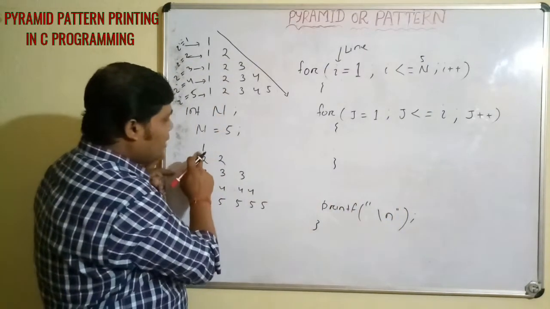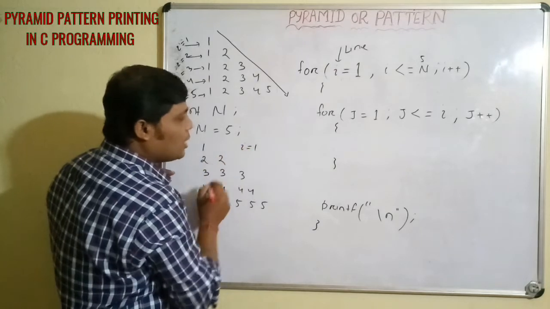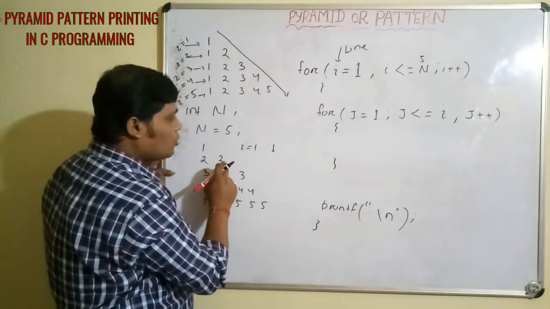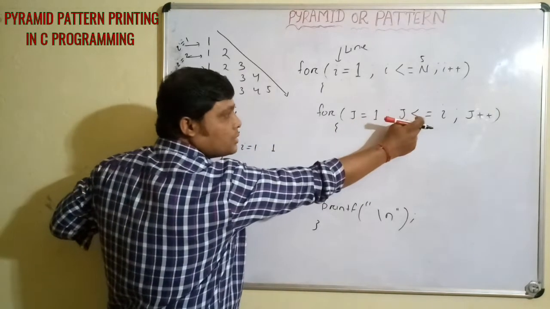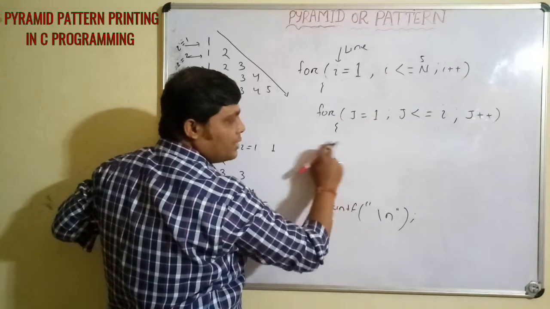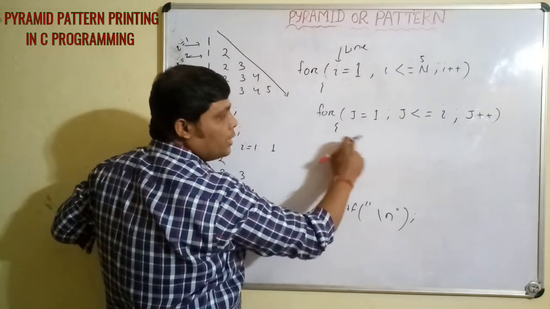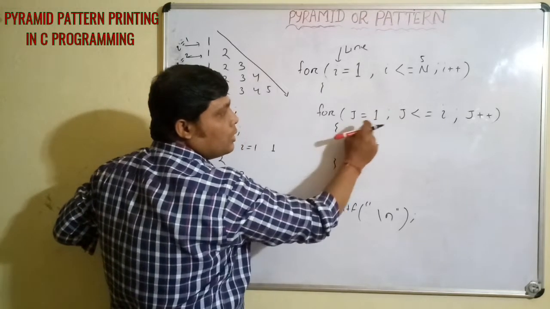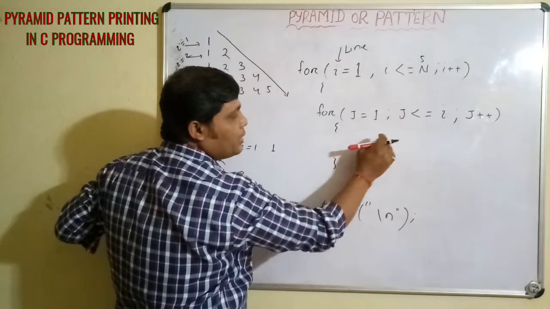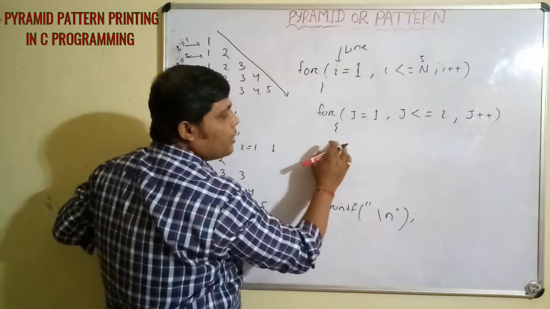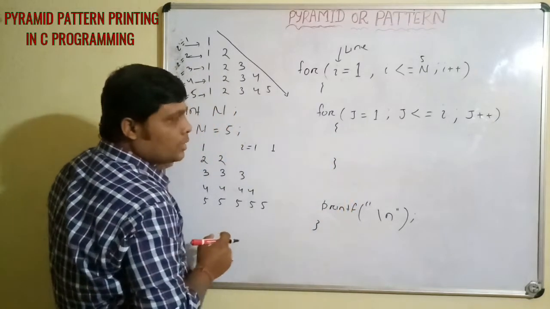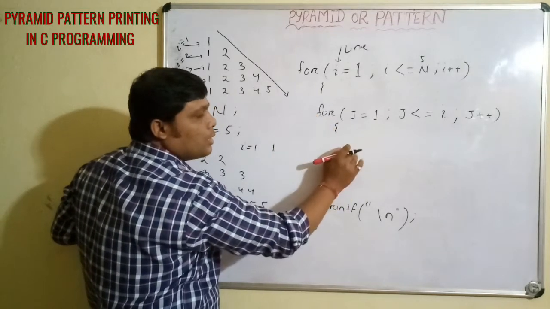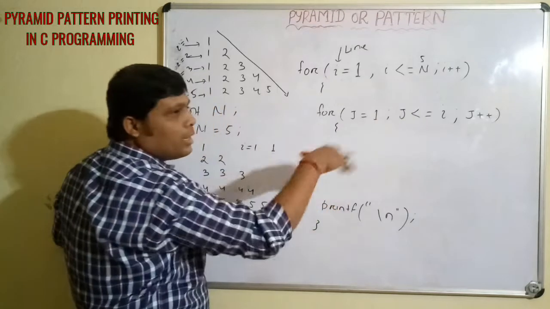Just see. When I value is 1, what are you printing? 1. When I value is 2, the loop will continue 2 times. What will you write inside this J loop? It will print how many times? I times. Yes or no? When I value is 2, suppose I am printing star, it will print star star. If I print J, 1 2, it will print. So whatever I write, this J loop will continue I times and it will print I times.